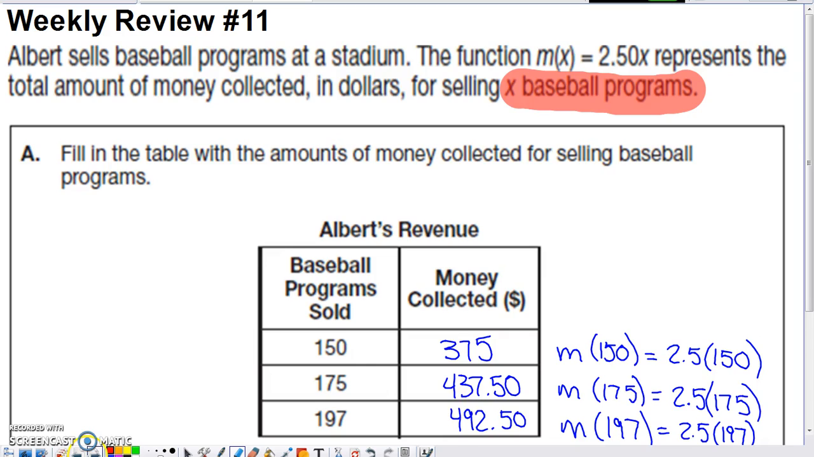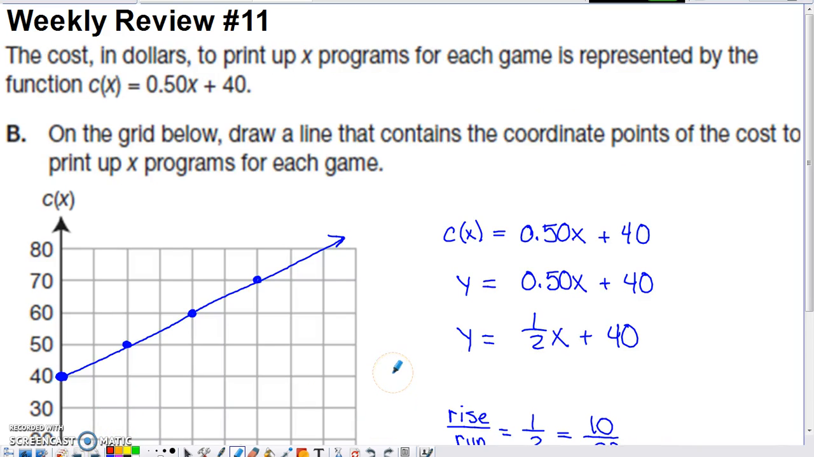In part B, they start talking about the cost of printing these programs. So the cost in dollars to print up x programs, so x is still a number of programs, for each game is represented by this function, c of x. So again, it's not c times x, it's c of x. So we've got 0.50x plus 40. It asks us to draw a line that contains the coordinate points of the cost to print up to x programs for each game. Now this is phrased in a really weird sort of way, but basically they just want us to graph this function.